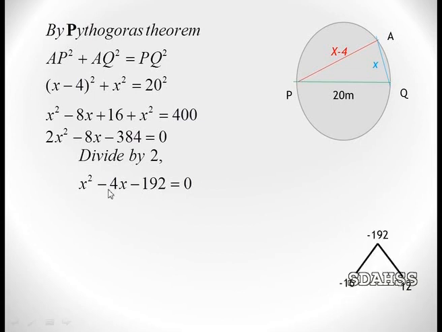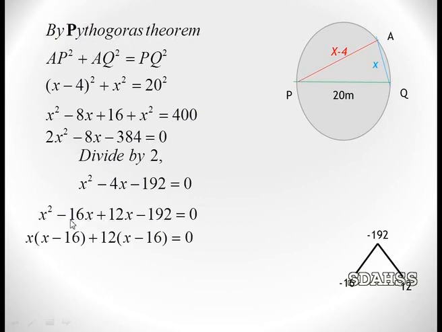Factorize. Here the sum is equal to minus 4 and the product is minus 192. So minus 192 can be written as minus 16 and 12. If you add, you will get minus 4. If you multiply, you will get minus 192. So in place of minus 4x, you have to write minus 16x plus 12x. Keep the first term x square as it is, and keep the last term as it is, minus 192 is equal to 0.